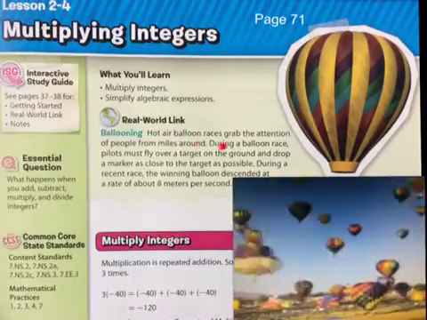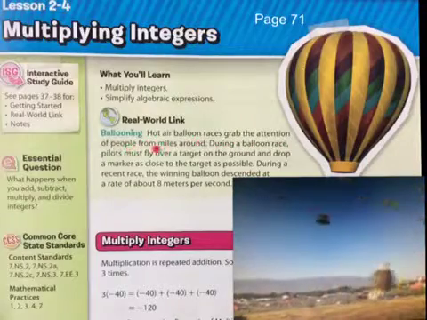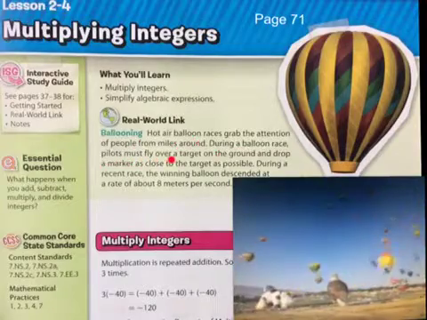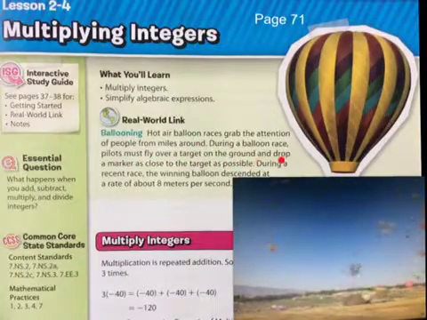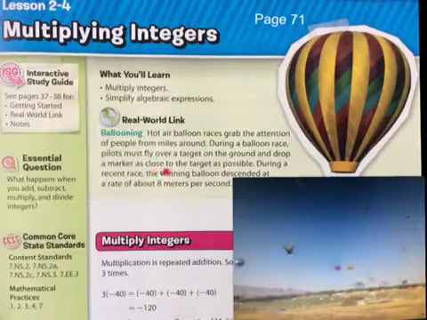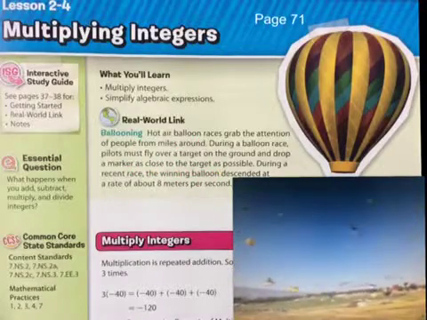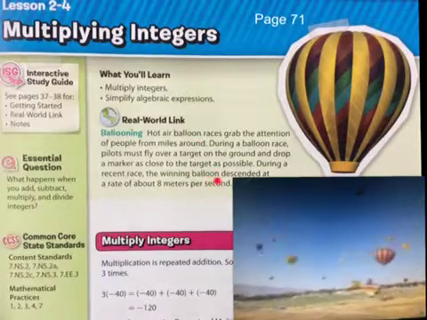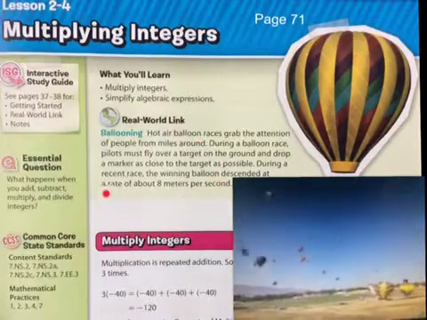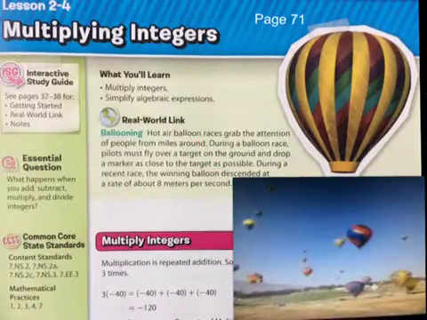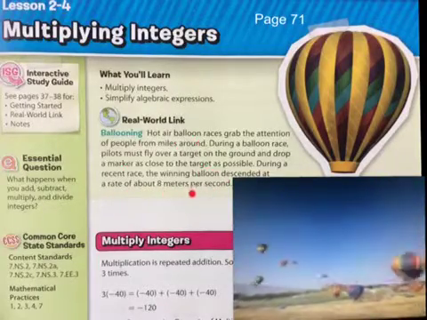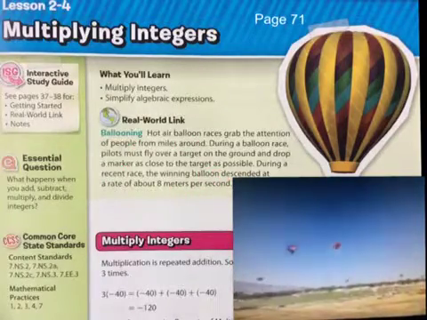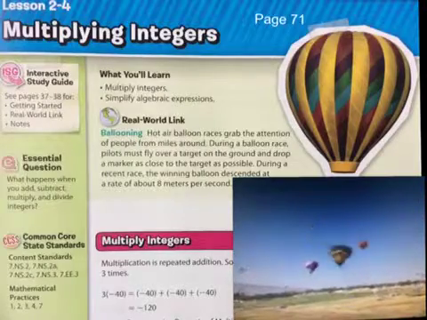Hot air balloon races grab the attention of people from miles around. During a balloon race, pilots must fly over a target on the ground and drop a marker as close to the target as possible. During a recent race, the winning balloon descended, which means went down, a negative number, at a rate of about 8 meters per second. So you guys can see that when we do 8 meters per second, we're doing a multiplication there, and descended means a negative number, it went down. And that's how you can see how it relates to the real world.